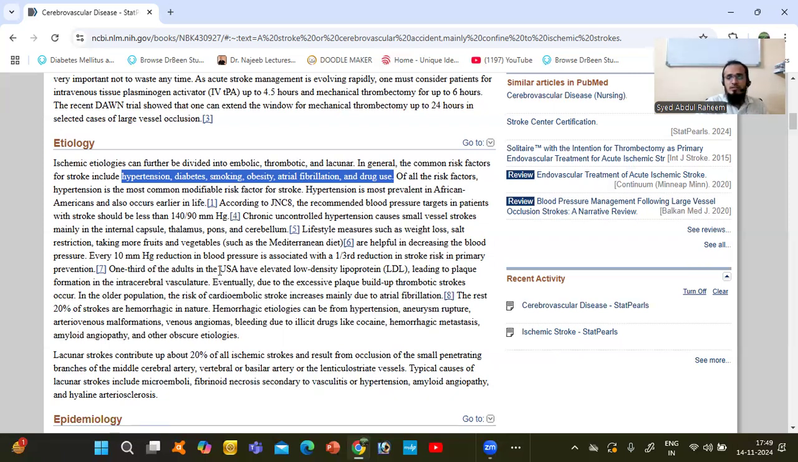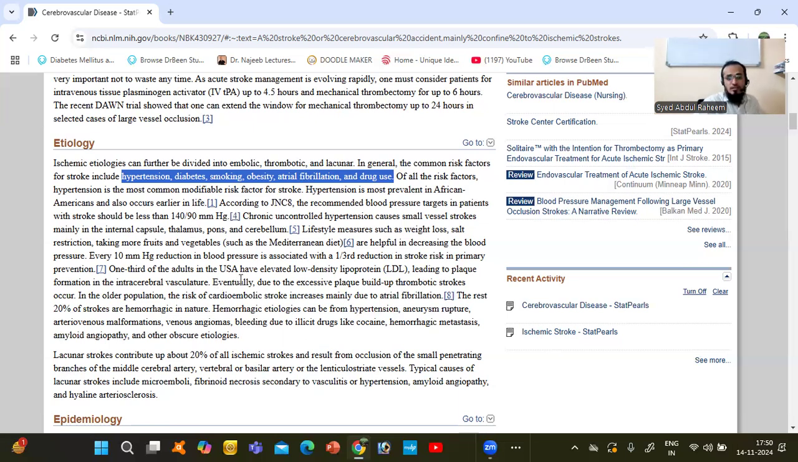Every 10 mmHg reduction in blood pressure is associated with a one-third reduction of stroke in primary prevention. So if any patient wants to ask, how should I protect myself from stroke? You have to tell them that you have to avoid salty food, you have to avoid obesity, and you have to reduce the salt. Then one third, meaning 30% less risk of getting a stroke, and you have to do exercise, everything.